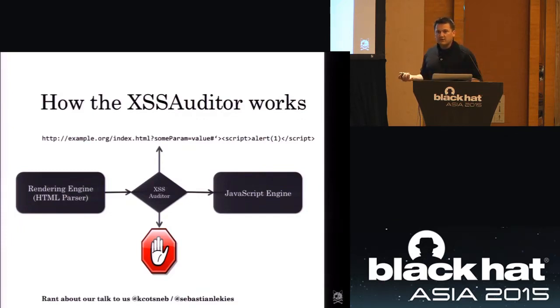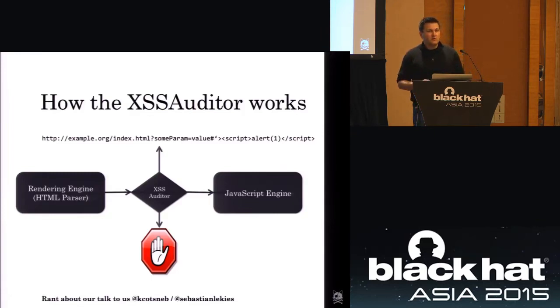Then when these nodes are capable of executing JavaScript, it will pass it to the XSS auditor. The XSS auditor will try to match these things against the request, against the URL and the post parameters, and if it finds something, it will block the request or the execution of JavaScript, and if it does not find anything, it will pass the script on to the JavaScript engine.